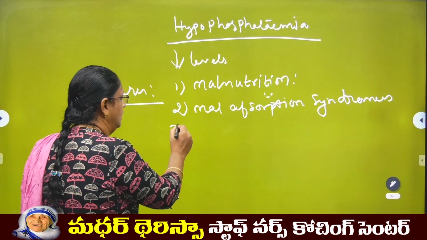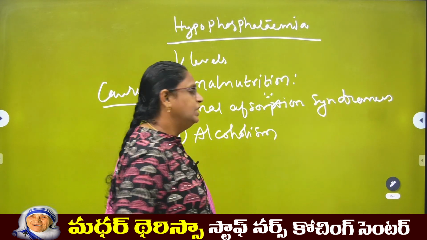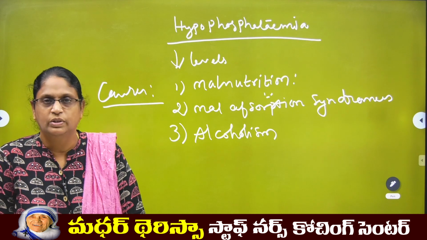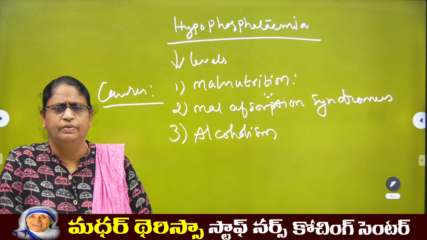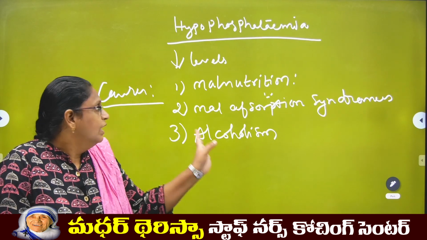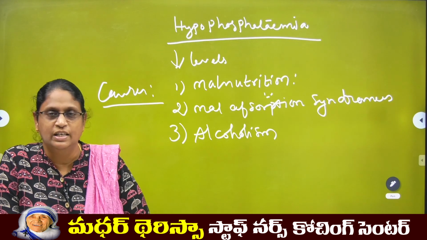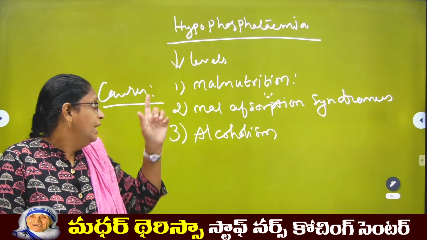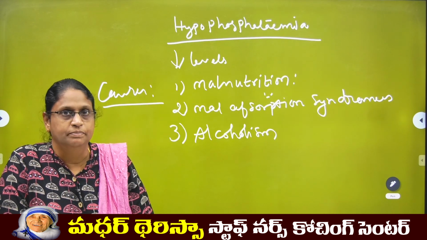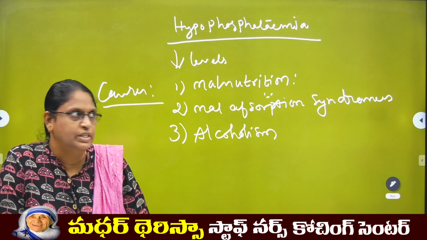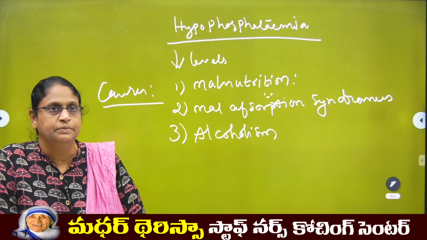Come to alcoholism. If a patient is taking alcohol more than the amount which disturbs their electrolyte level, it affects the phosphorus absorption. Poor nutrition. What happens in alcoholism patients? They don't eat properly, thereby getting into malnutrition, and also impaired absorption, which in turn again causes malabsorption of phosphorus.